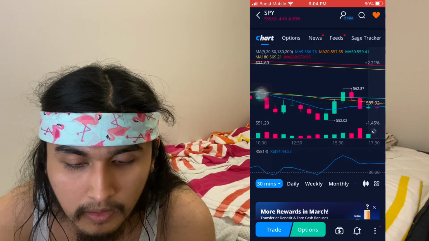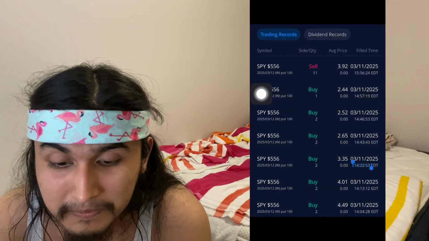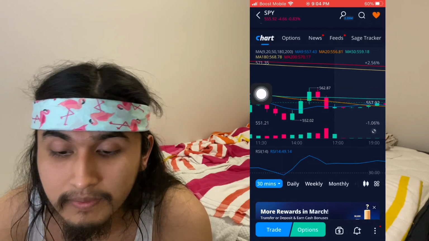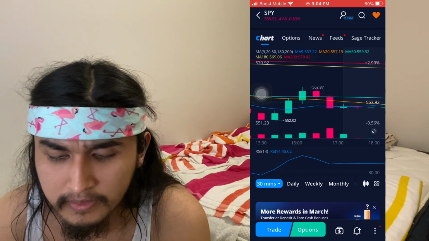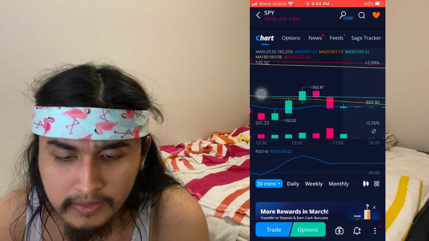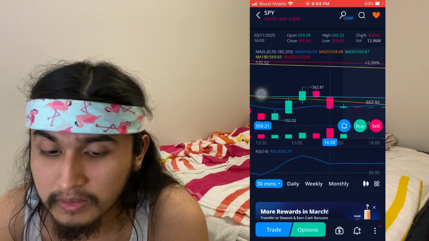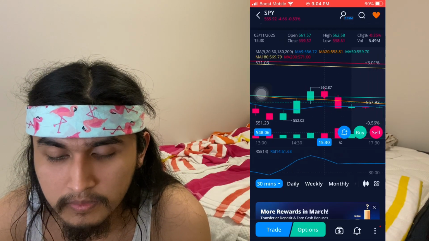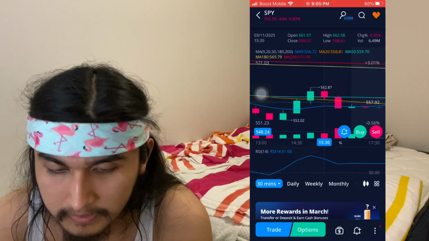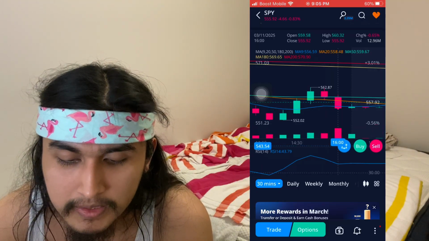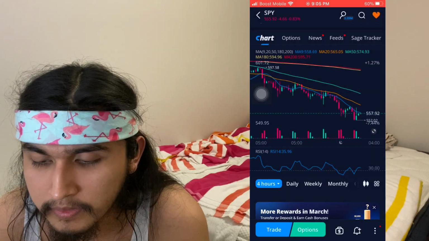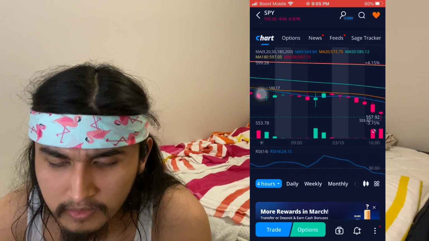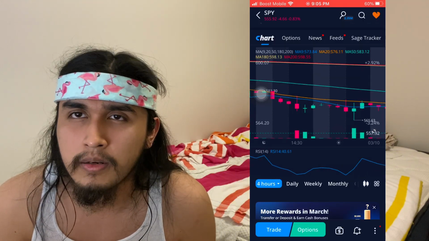And basically I sold out the position at 1556, very close to the closing of the day. I sold out as soon as the market was about to close. And you could see that SPY all of a sudden started going down. And I was using the 4-hour time chart because I wanted to analyze the long term trend of SPY.